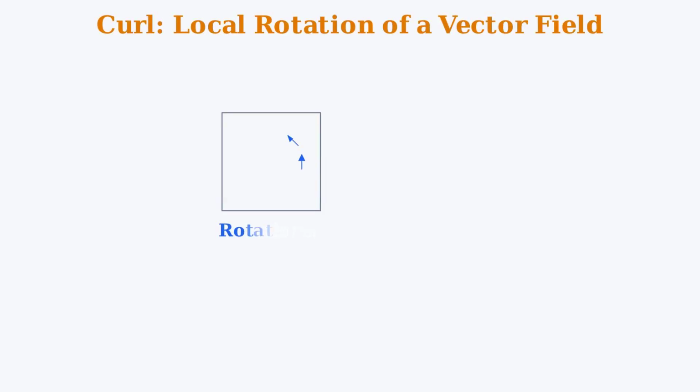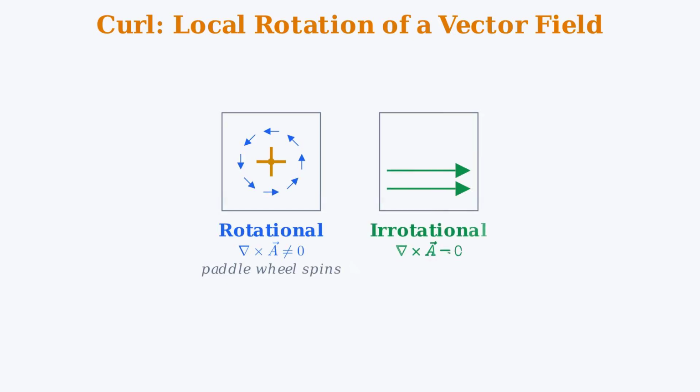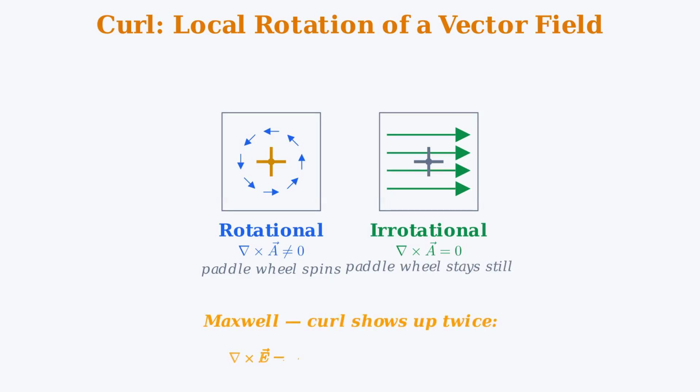Hello friends, welcome back. Last time we met the divergence, the operator that takes a vector field and asks, where are the sources? Today we meet its sibling, the curl. Curl also takes a vector field as input, but instead of a scalar, it returns another vector. The curl at a point measures how much the field circulates locally, how strong, and around which axis.